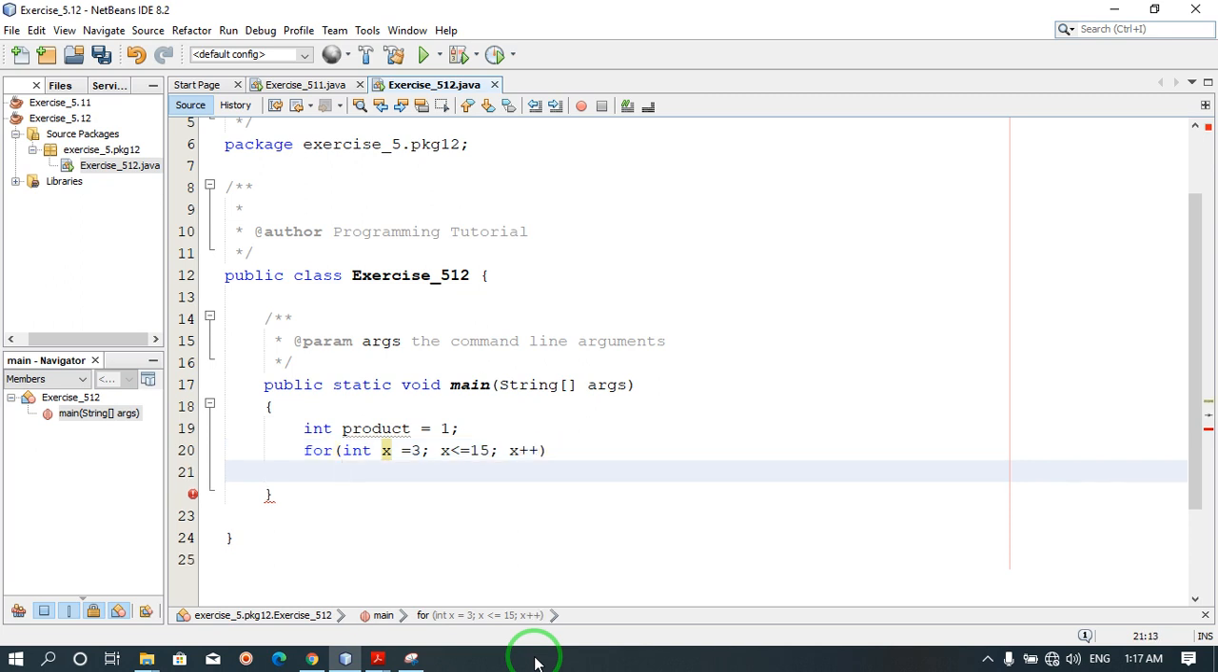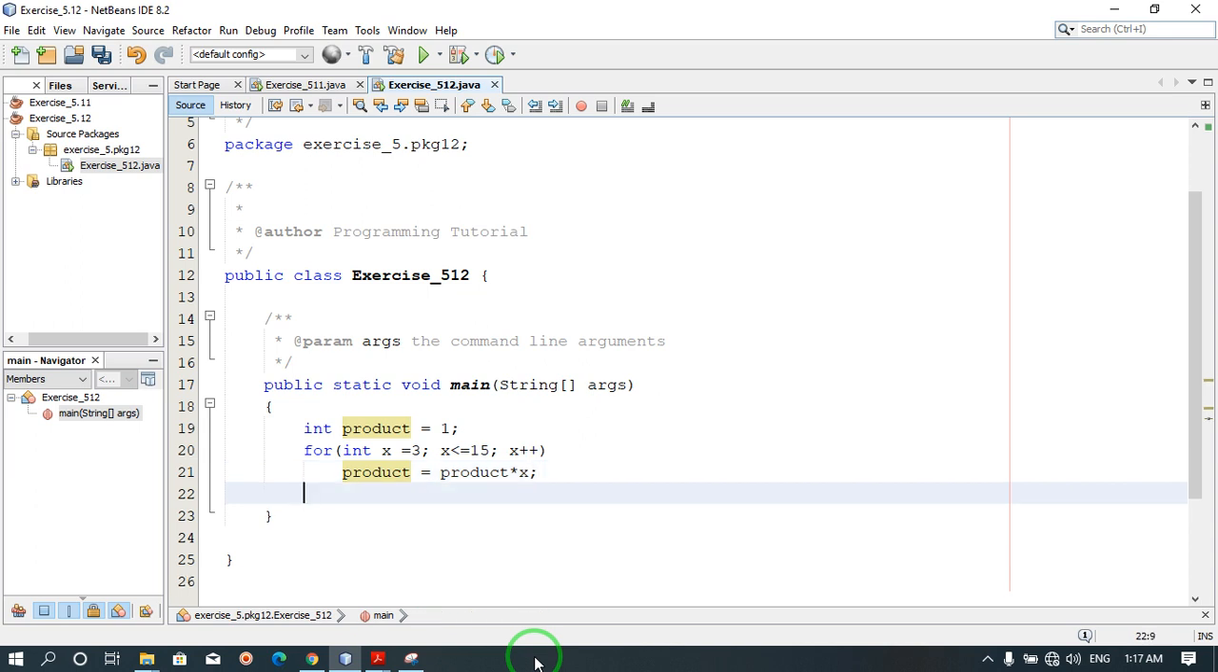Now product is equal to product * x, and output is product.